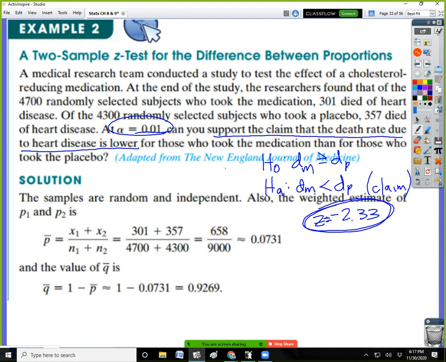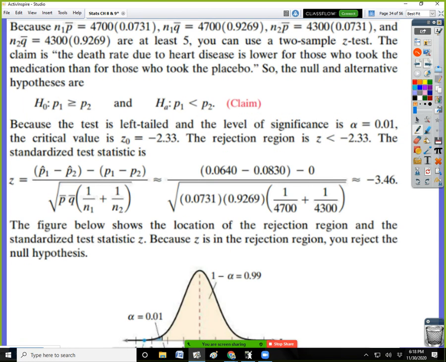So let's do our weighted estimate. Again, we have 301 out of 4,700 die. We have 357 out of 4,300 die, which gives us 658 out of 9,000. So that's 0.0731. So only 7% die, which is pretty good. And that means that Q bar is 1 minus that, so 0.9269. So we're going to have to remember these two numbers. Let's go get our formulas. So we check all of our numbers. Obviously, 4,700 times 0.07 is going to be huge. 4,700 times 0.92 is even huger.